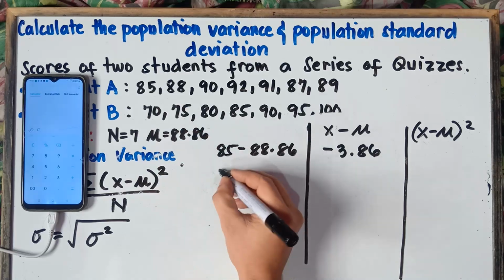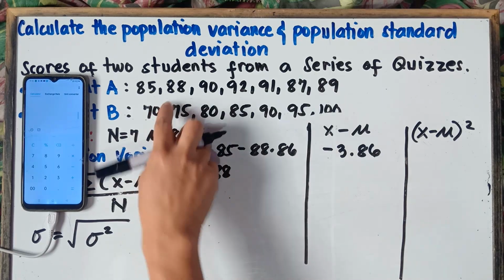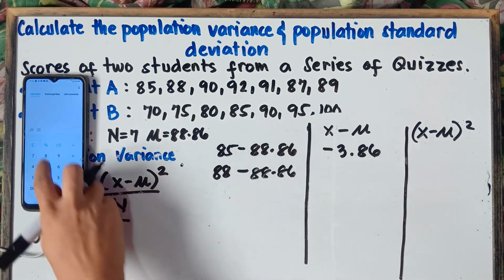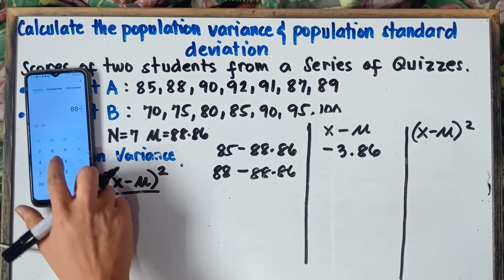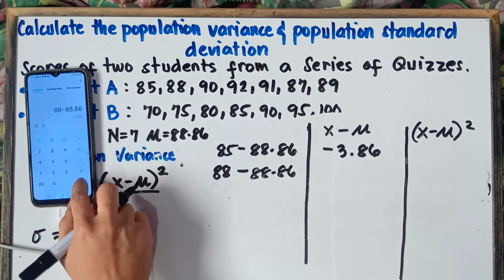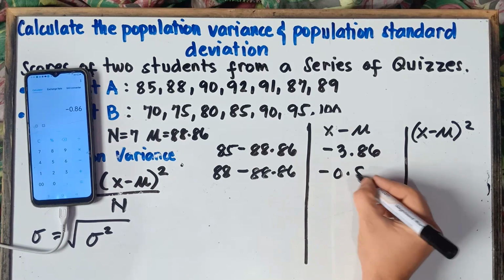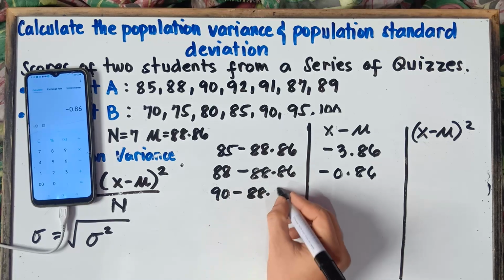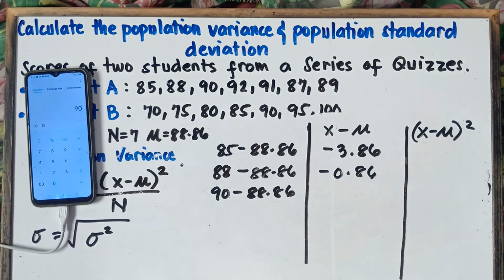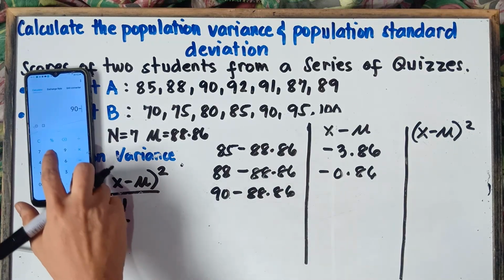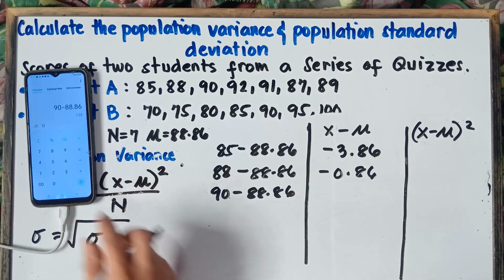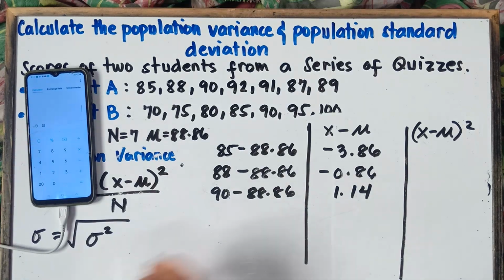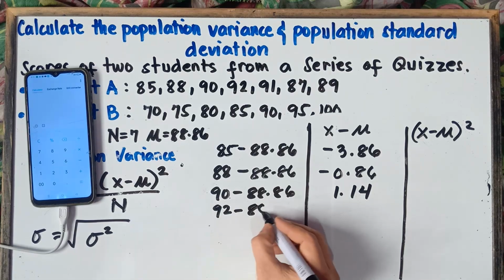Alright, and then this one, 88. Once again, because we are dealing with student A, so 88 minus 88.86, that's negative 0.86. Yep, negative 0.86. This one, 90 minus 88.86, that would be 1.14.